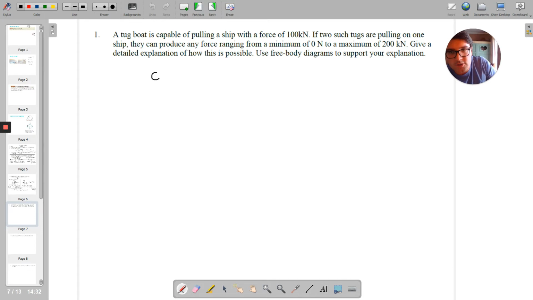Now, first of all, to get a net force of 0 newtons, how do these two tugboats need to pull on a boat? Well, it's quite easy. They just need to pull in opposite directions. So if tugboat 1 is pulling in that direction and tugboat 2 is pulling in that direction, and they are both pulling with a force of 100 kilonewtons, then your net force would be 0. So that's the first answer.